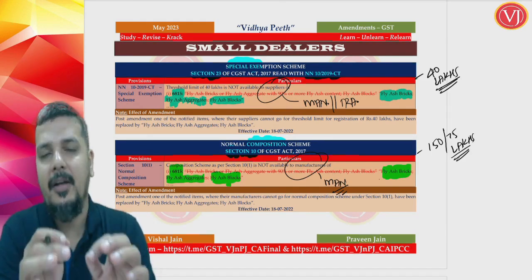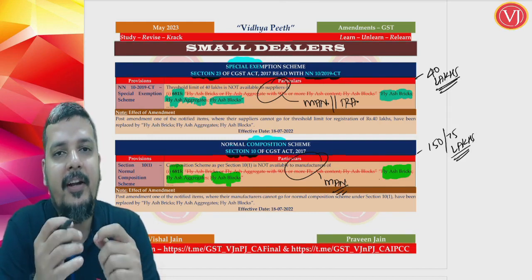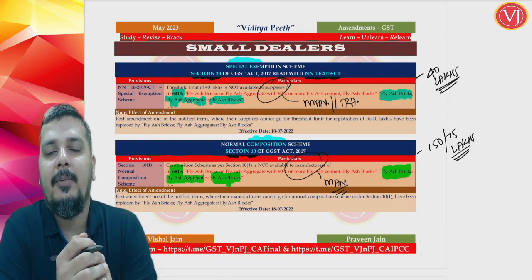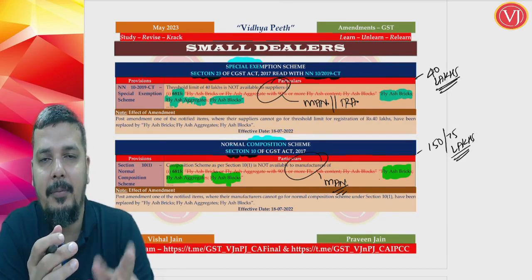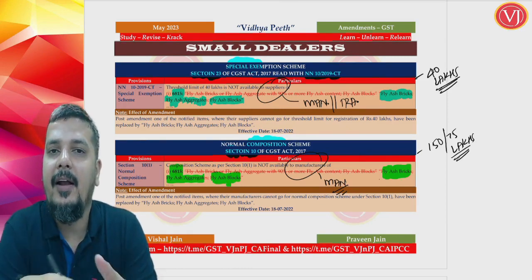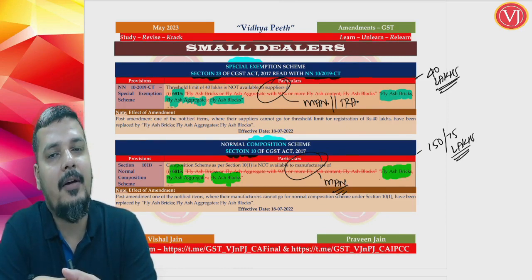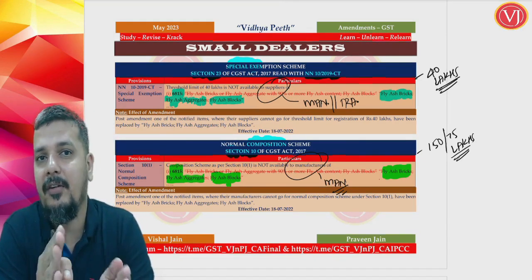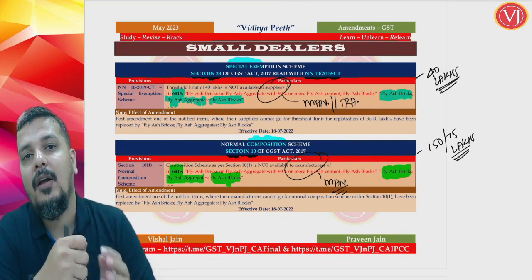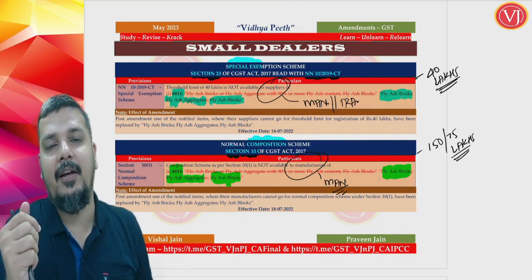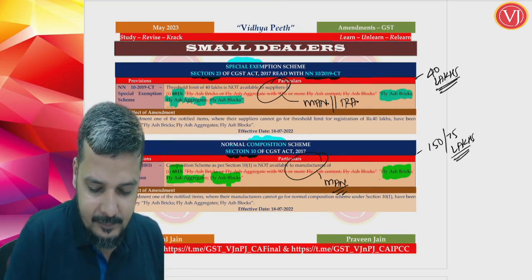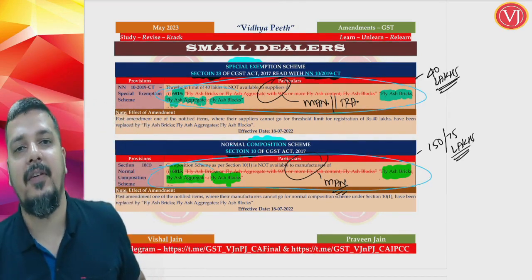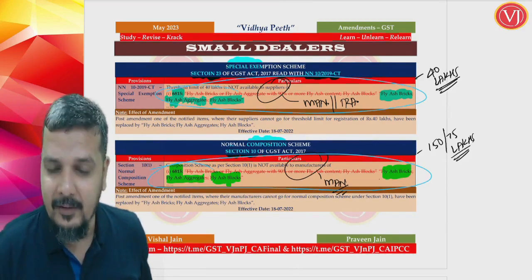So, to put it in simple terms, for one of the notified building materials under your special exemption scheme of 40 lakhs, if you are supplying them, you cannot go for 40 lakhs. And in the normal composition scheme under Section 10, if you are manufacturing it, not supplying, you cannot go for the normal composition scheme of 150 lakhs, 75 lakhs. That particular item has been replaced with more clear wordings of HSN 6815, that is heading 6815.